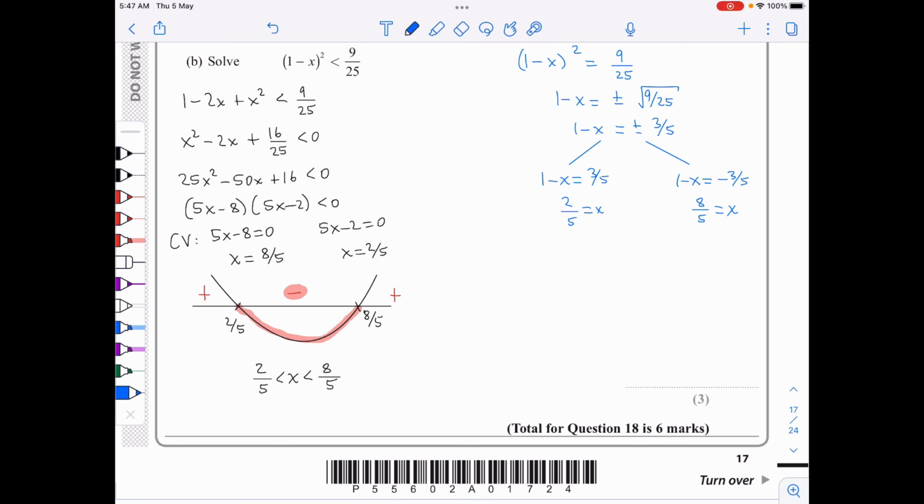I would then draw again the number line. This is 2 over 5. This is 8 over 5. If I was to expand this, it's a positive quadratic. So once more, it's gonna go like this and then follow exactly the same approach I did before to end up with exactly the same answer of 2 over 5 less than x less than 8 over 5.